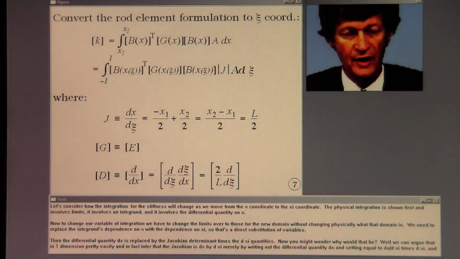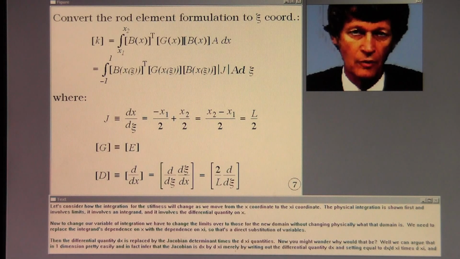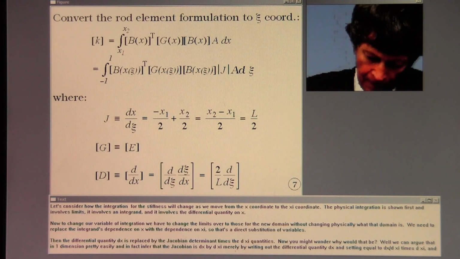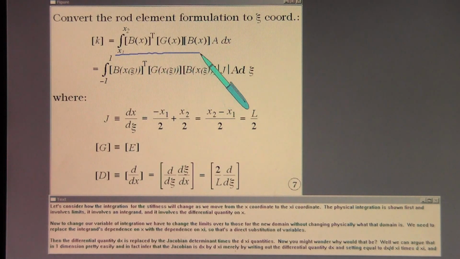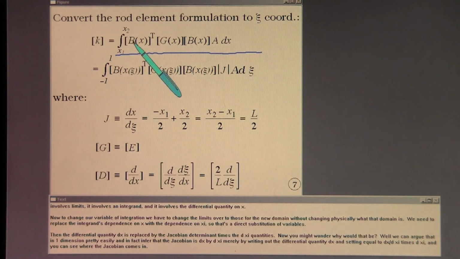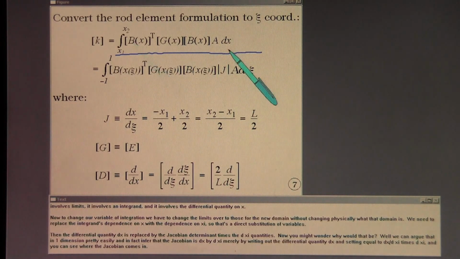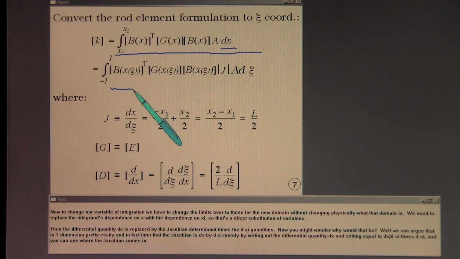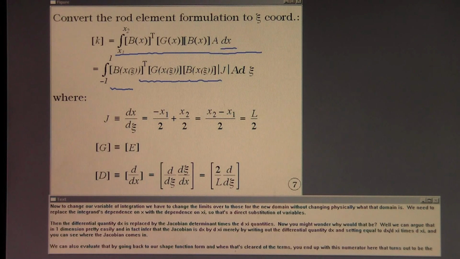Let's consider how the integration for the stiffness will change as we move from the x-coordinate to the c-coordinate. The physical integration is shown first and involves limits, it involves an integrand, and it involves the differential quantity on x. Now, to change our variable of integration, we have to change the limits over to those for the new domain without changing physically what that domain is. We need to replace the integrand's dependence on x with the dependence on c, so that's a direct substitution of variables.